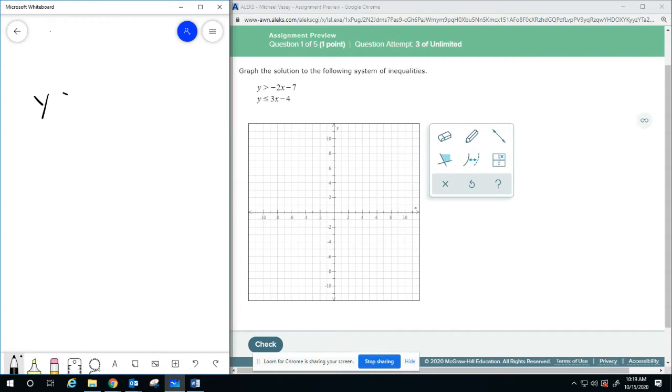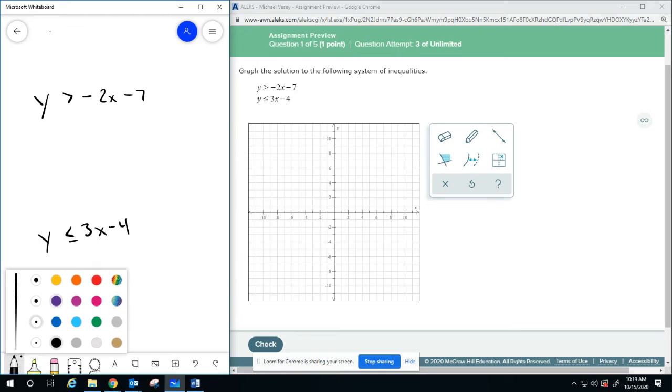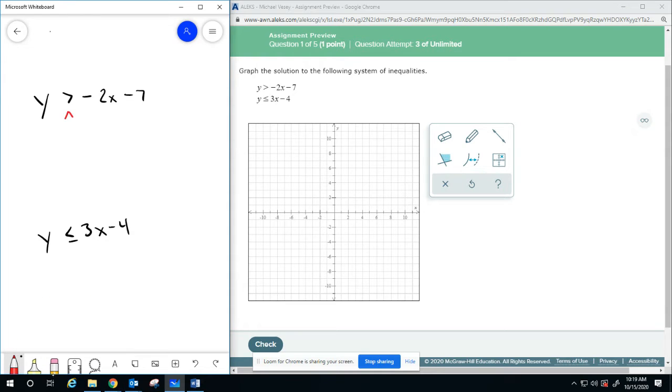So when we're looking at the first one, we have this. And the second is this. All right, and let's make sure we understand what's going on here. This here is a greater than sign. Notice it is not equal to. Because it is not equal to, we are going to have a dashed line. And because it is greater than, we are going to shade above the line.